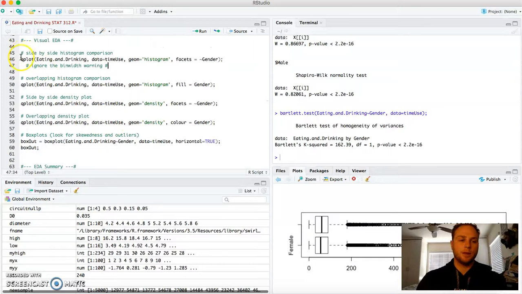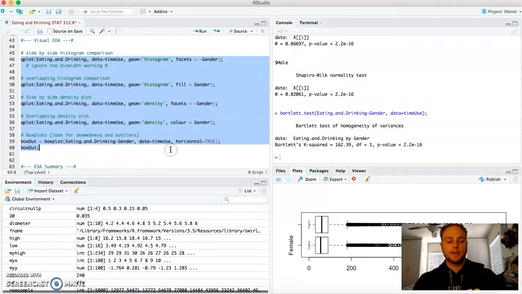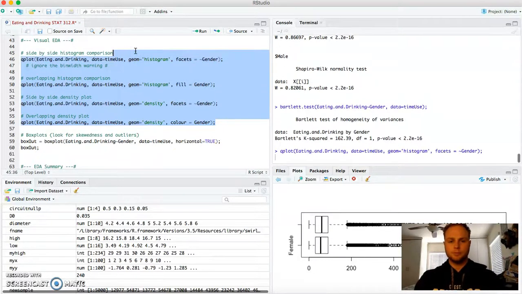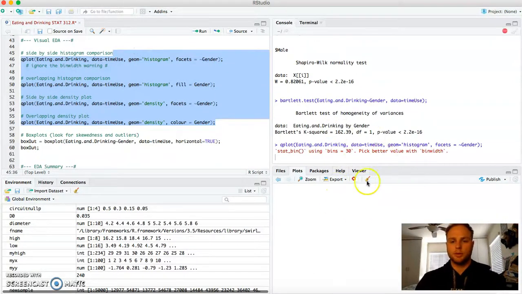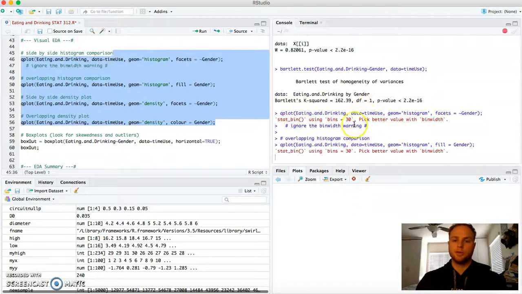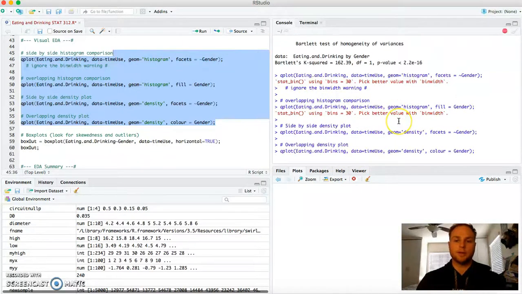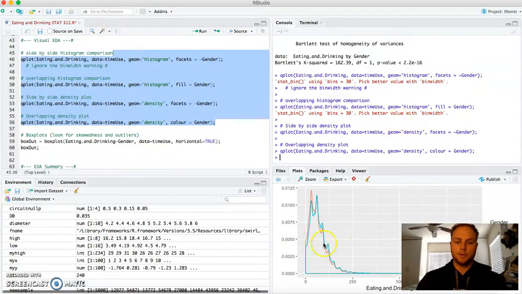But visually, I used qplot to run both side-by-side histograms and side-by-side density estimates. It might take a little bit long for R to load, but don't just ignore these bin width warnings. It's just saying you might get a more accurate answer if you picked a better bin width, but it still captures the values perfectly fine. So this is the overlying density estimate. You can see they're pretty similar. There's a skewness right, but as far as where they're dense, it's pretty similar between male and female.